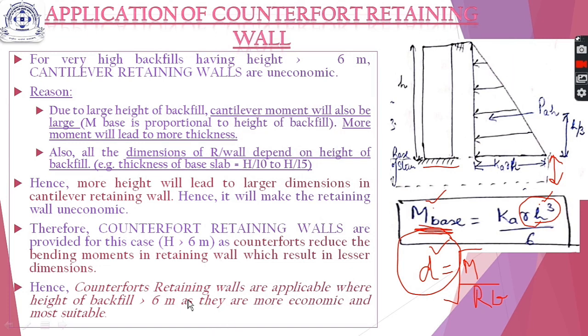Therefore, counterfort retaining walls are provided and are economic and most suitable for heights greater than 6 meters because they reduce the bending moments and hence lead to economic sections. So this is the very important point, why counterfort retaining walls are required. How these counterforts reduce the moments we will be studying in the coming slides.